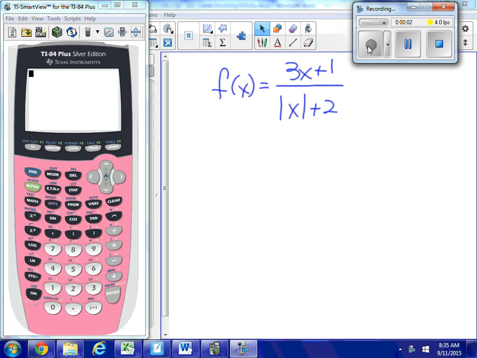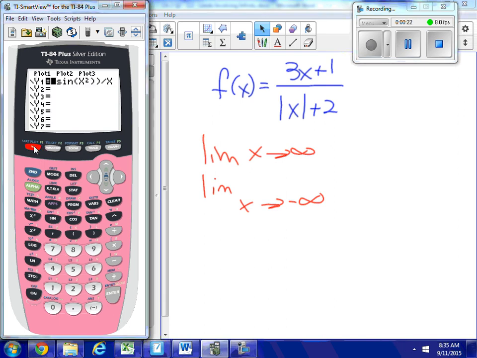Problem, I'm supposed to use graphs and tables to find the limit as x approaches infinity and the limit as x approaches negative infinity for this function. So the first thing I have to do is plug it into my calculator. So I'll put y equals, I'll clear that out.